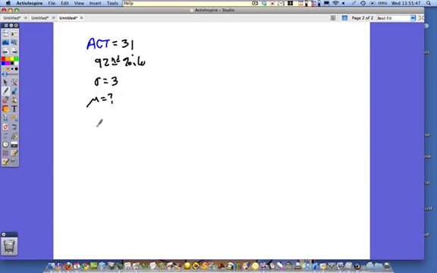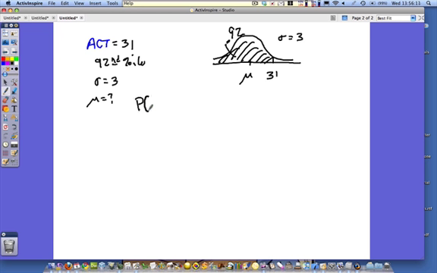What's mu? Well, we'll set this up the same way we set up the other one. Now, let me draw the picture here of the ACT distribution. The mean we don't know, I'll call that mu. Sigma we know is equal to 3. We know that our score of 31 puts us at the 92nd percentile. That's 0.92. So, in a probability statement, that looks like this. X is less than or equal to 31 is equal to 0.92.